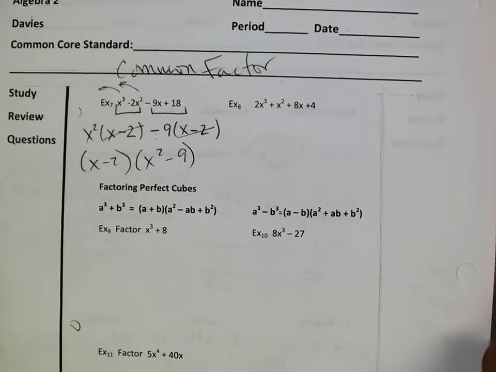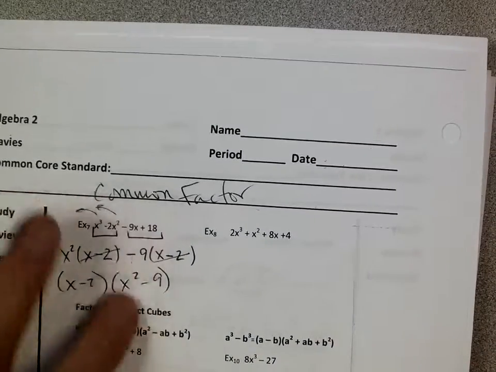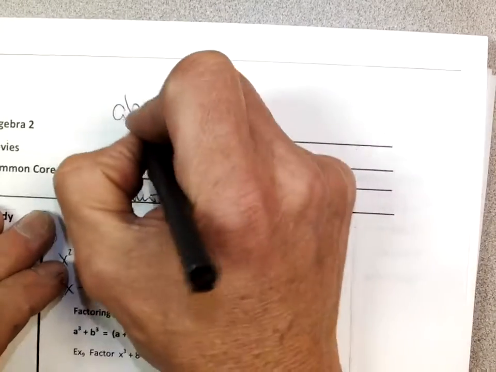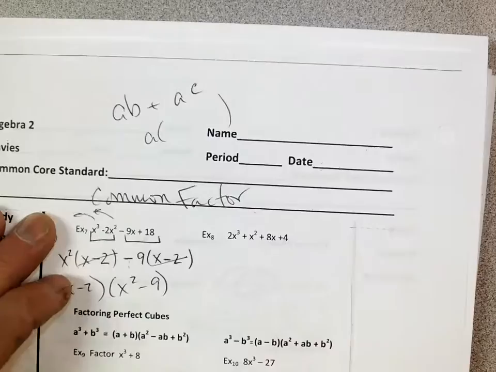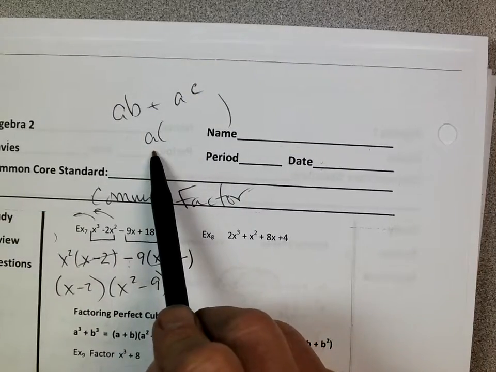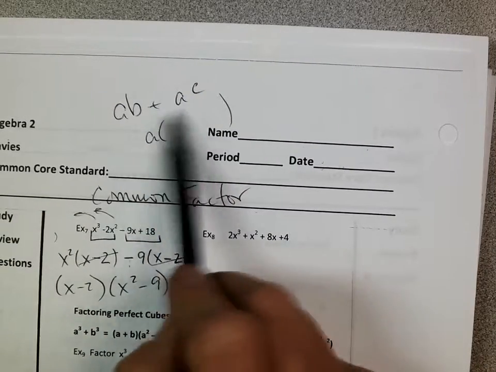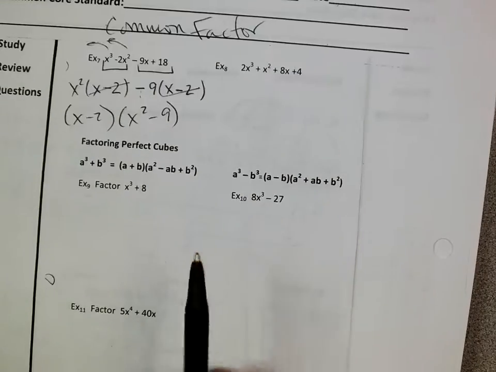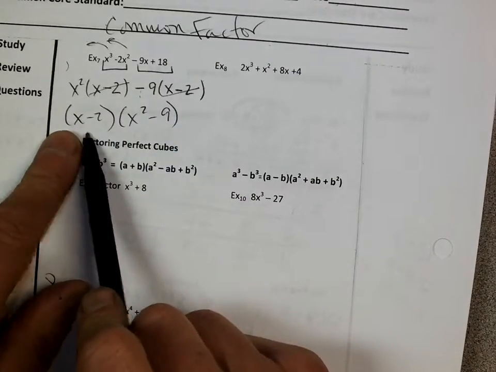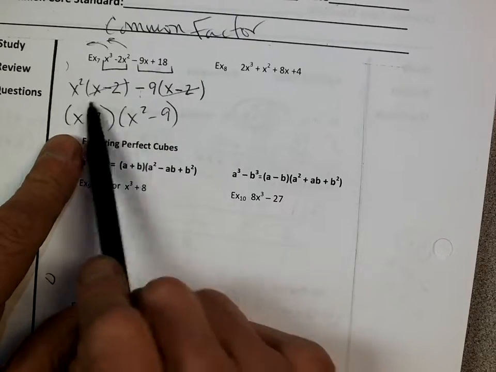Real quick, a little sidebar, because this bothers people. If I've got AB plus AC, and you common factor out the A, right? I only wrote the A once, but it represents both, doesn't it? I pulled out the A once, but it represents both. Same thing here. I pulled out the x minus 2. This one x minus 2 represents both of them when I go ahead and multiply through.